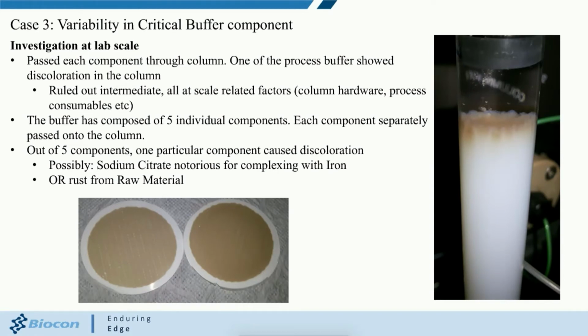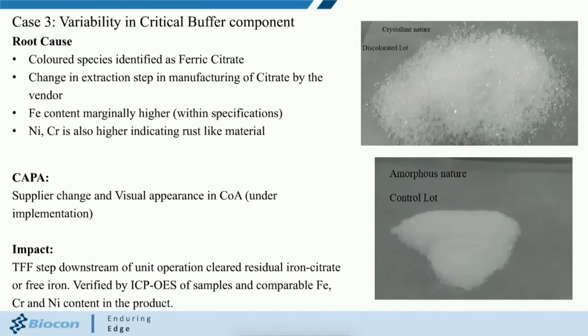So what does it mean? Where is it coming from? When we investigated along with the suppliers, they indicated that they had done an investigation from their side. They identified ferric citrate: the ferric component was very high in the specific lot. They also identified that there was some change in the extraction step in the manufacturing of citrate. When we tested the buffer, we saw that the iron content was marginally higher and the nickel and chromium were also higher, indicating rust-like material in the specific lot. So we came to the conclusion that this specific lot had some issue during the manufacturing process at the supplier.